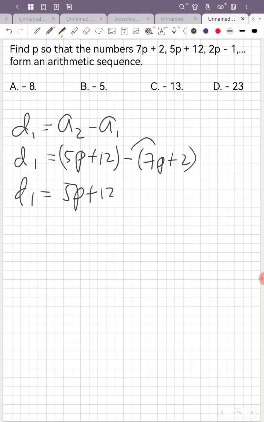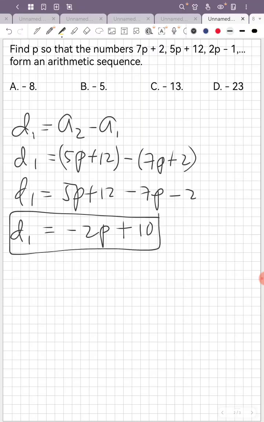Negative times 7p is negative 7p. Negative times 2 is negative 2. So that's the distributive property of multiplication over addition. So we have d sub 1 is equal to 5p minus 7p, which is negative 2p. 12 minus 2 is positive 10. So our first difference would be negative 2p plus 10.